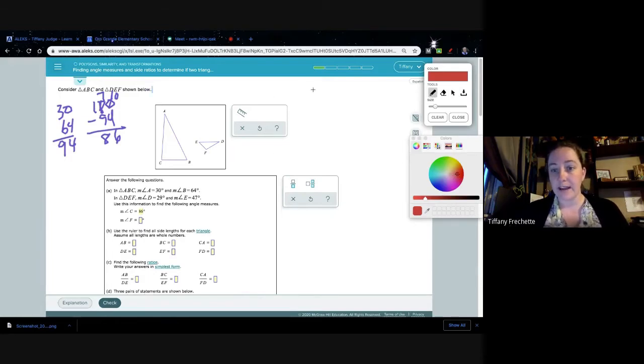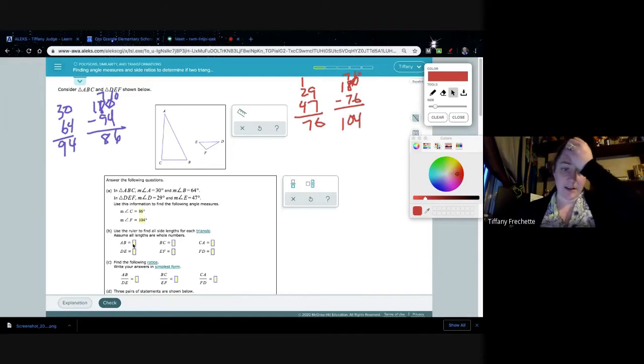If I add 29 and 47 together, I get 76, and I have to subtract that from 180. So these angles are not the same. I have to do different calculations for these. So I end up with 104. So these are fairly different angles here. And then down here, I still need to do my measurements.